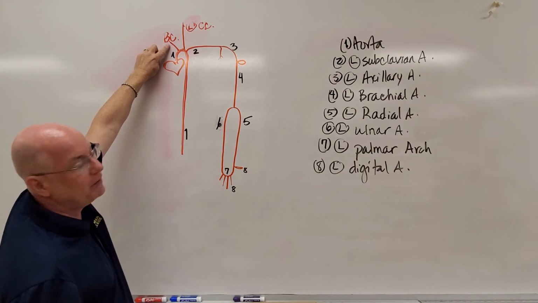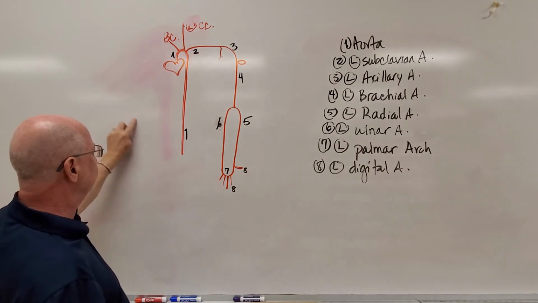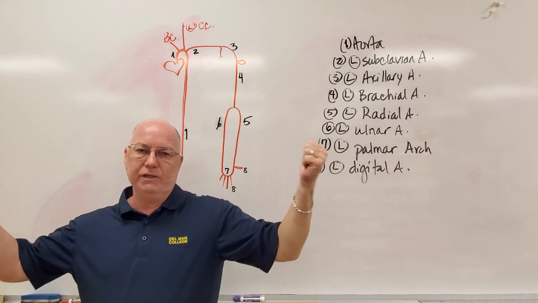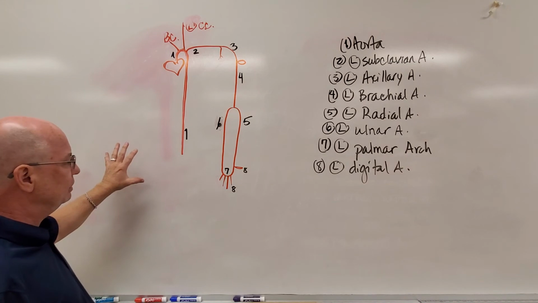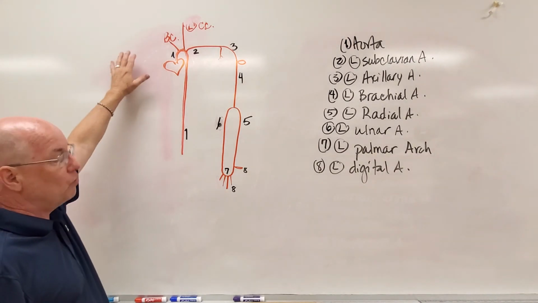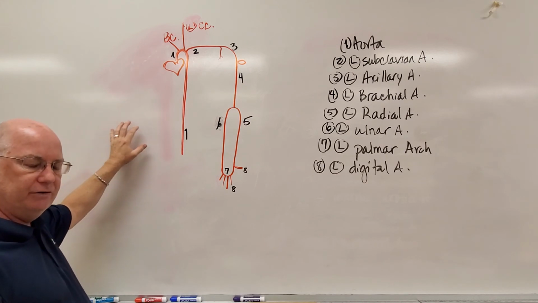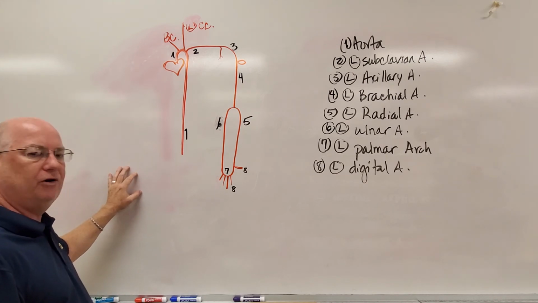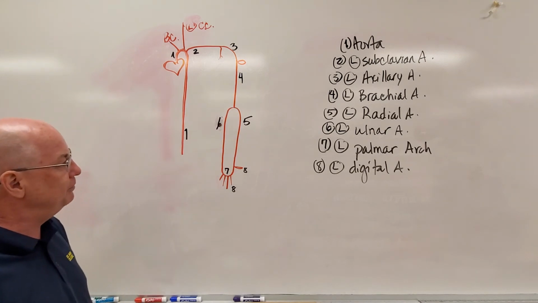Where the brachiocephalic is, we'd have the left subclavian, left axillary, left brachial, left radial, and ulnar. The radial is always lateral, the ulnar is always medial, in correct anatomical position. You'd have right subclavian, right axillary, right brachial, right radial, right ulnar, the right palmar arch, and the right digital arteries. We've only drawn out the left side, okay?